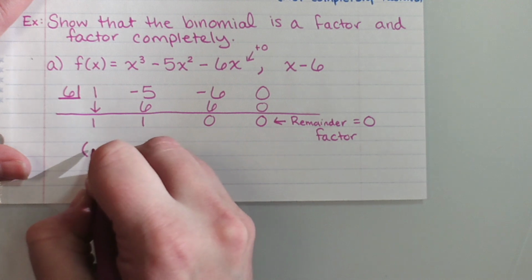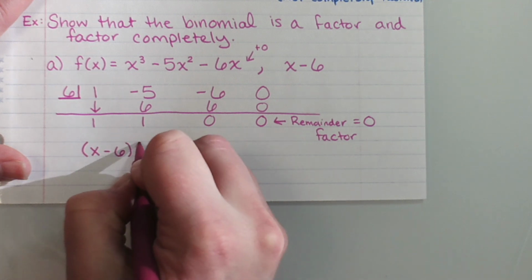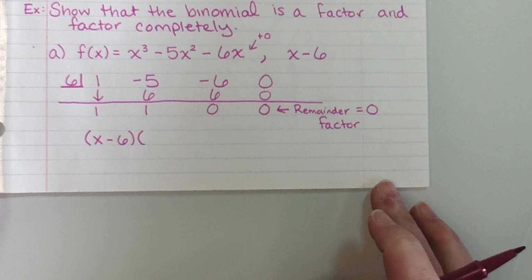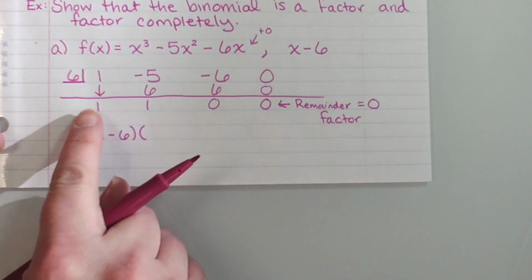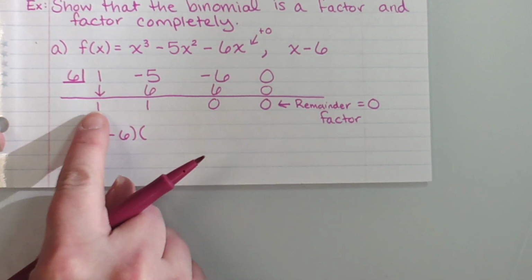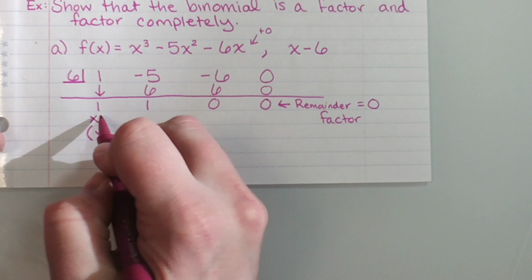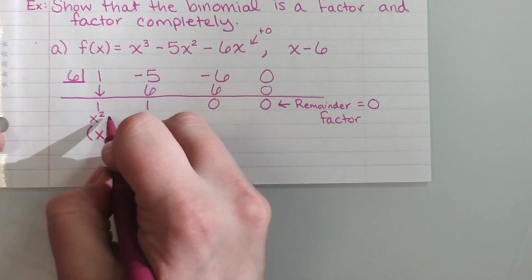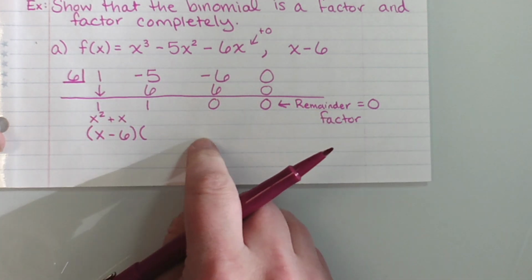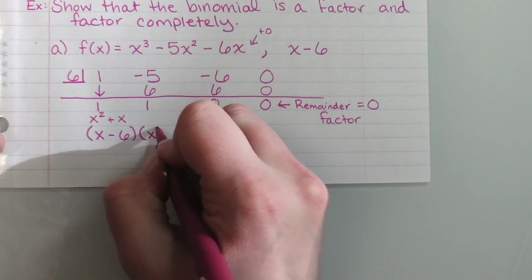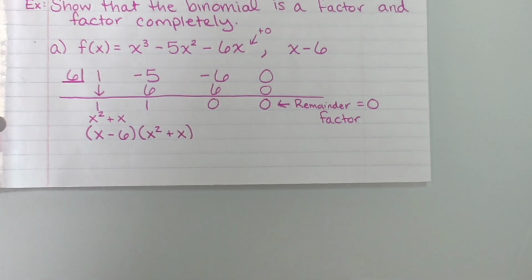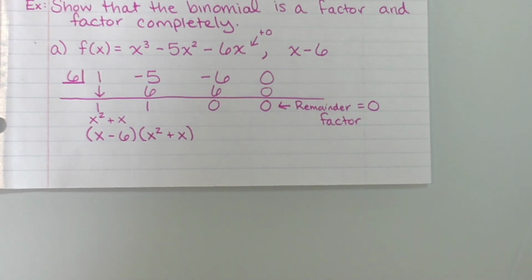I know that one of its factors is x minus 6. What do I currently have for another factor of it? In other words, what is this telling me? 1x to what power? Squared plus 1x plus 0 constants, and there shouldn't be a fraction. So far I have this, but can I factor it further?